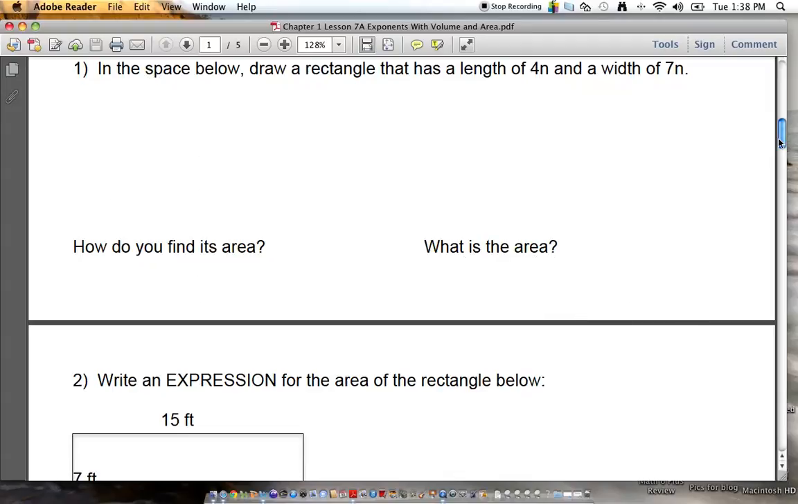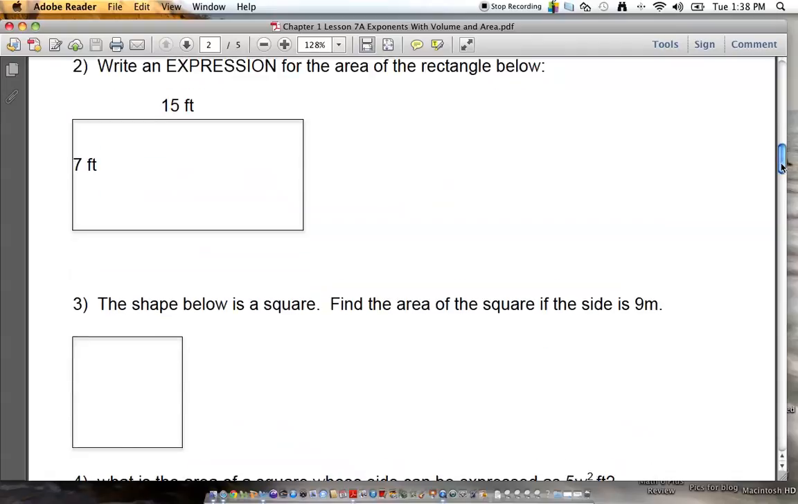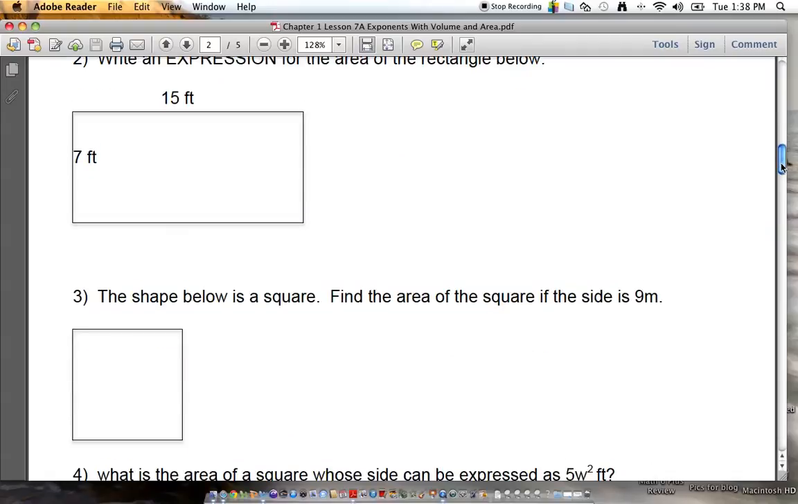I have set up. Now I have a rectangle, and the sides are 15 feet and 7 feet. And I want you to treat feet, I know it's a unit, but I want you to treat it like a variable. Instead of n, it's feet, so I want 15 times 7. Tell me what I get. Go ahead.